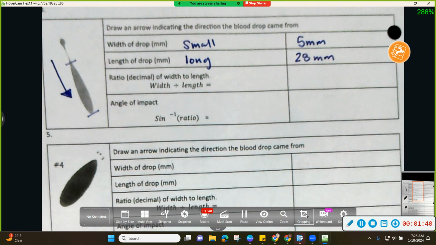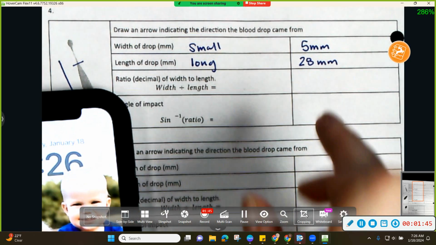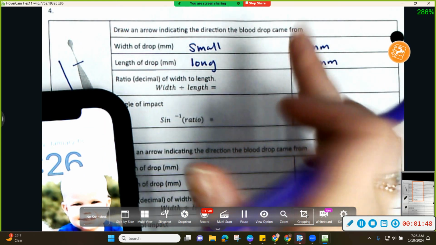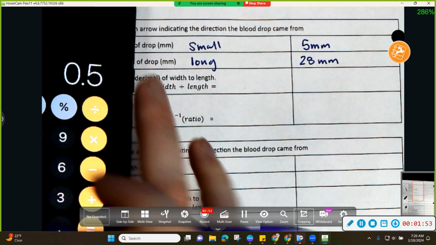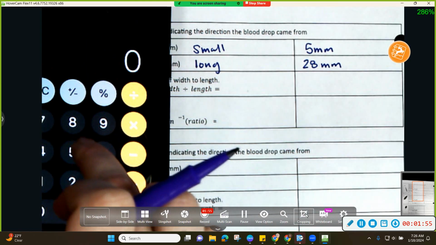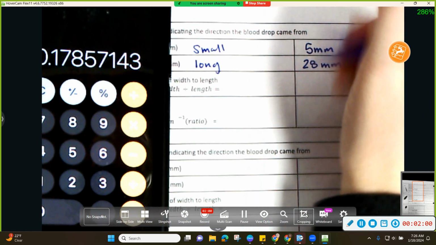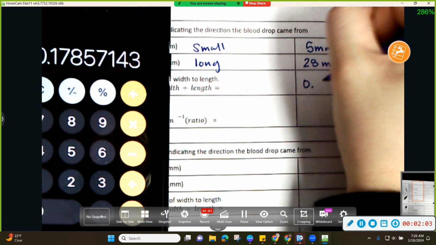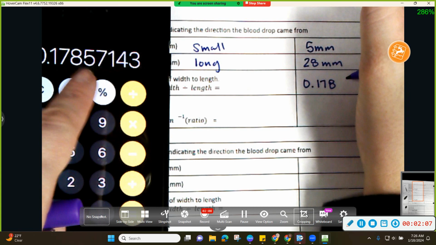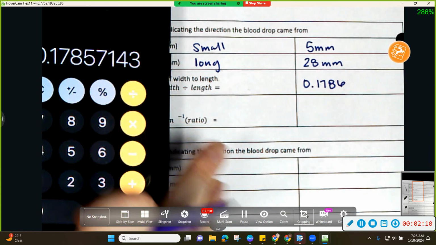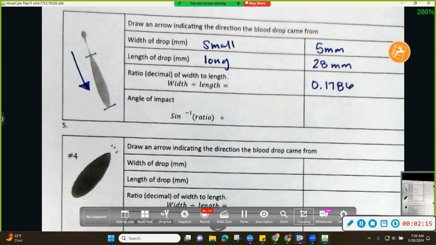And you are then going to find the ratio of the width to the length using just plain old division. So we are going to take and divide 5 by 28, which gives us this big long decimal. Give me like 4 of the decimal points. That'll be plenty. So the 7 rounds the 5 to 6. Now, if you are a math guru and have some fancy calculator and want to do the inverse sine, that way, you do you, boo.